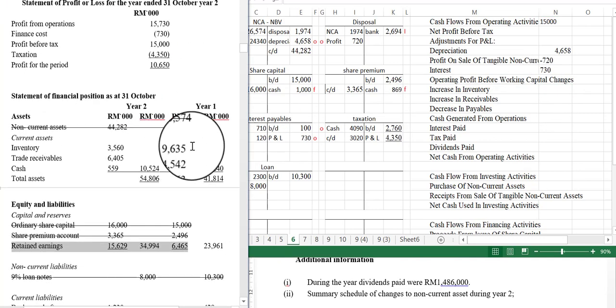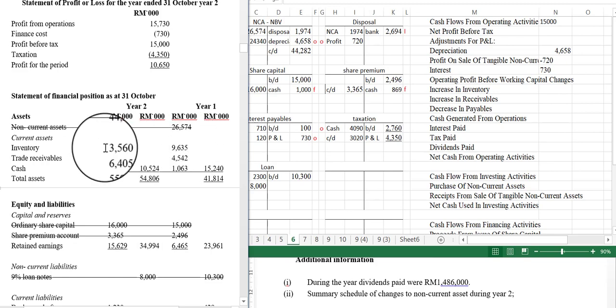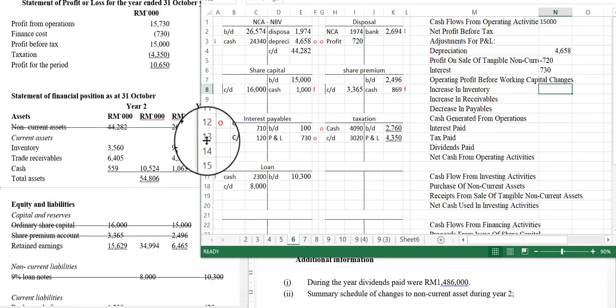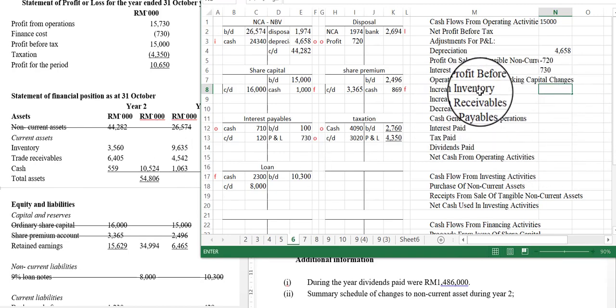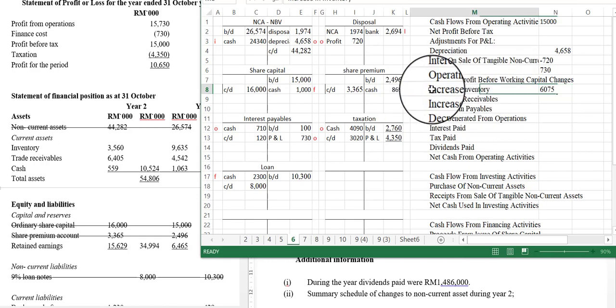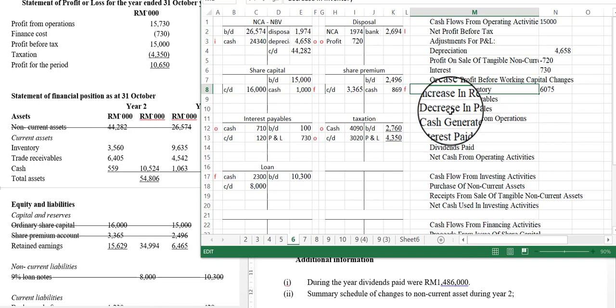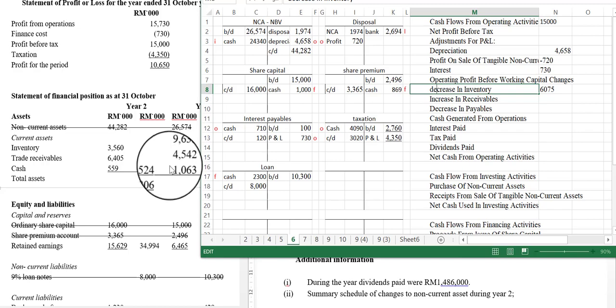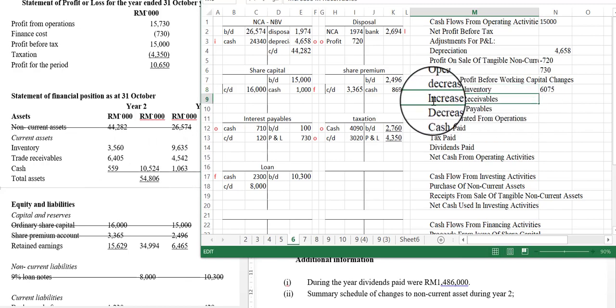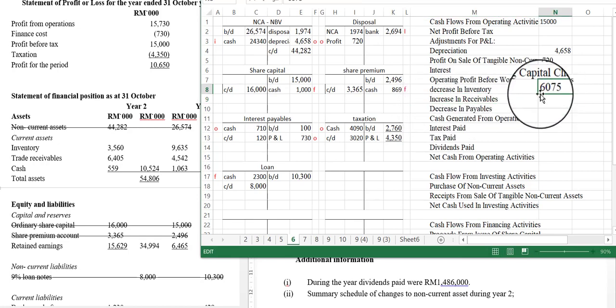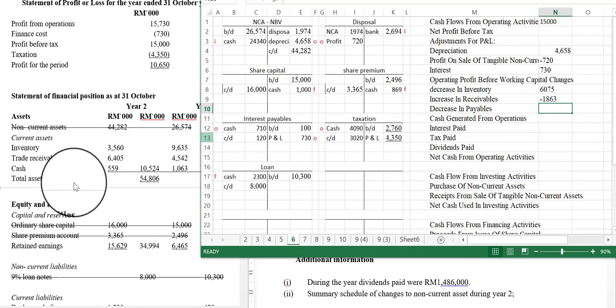Now look at inventory. From here to here is a decrease in inventory, 9,600. So it's actually a decrease in inventory. This item is fixed, no matter what. Decrease in inventory 6075. Okay, it's a decrease. And then your account receivables, it's from 4,000 to 6,000. So this is an increase in account receivable. Now decrease in inventory means you are selling off your inventory, so you receive more cash. Increase in receivable means that your debtors are not paying you money, so you will have less cash, so cash outflow.